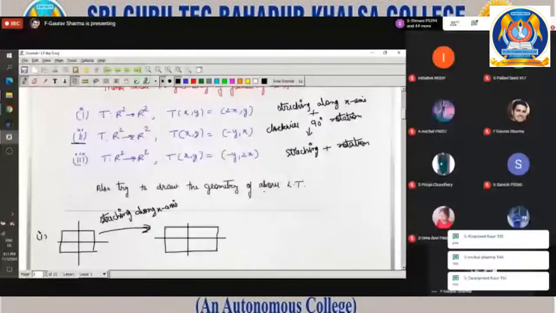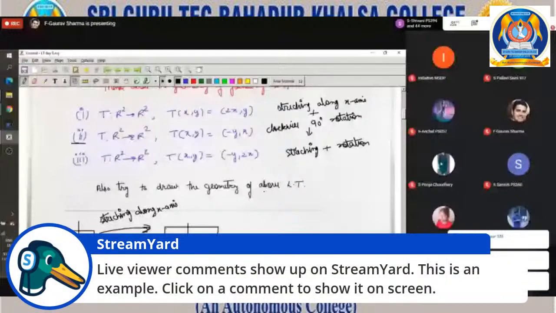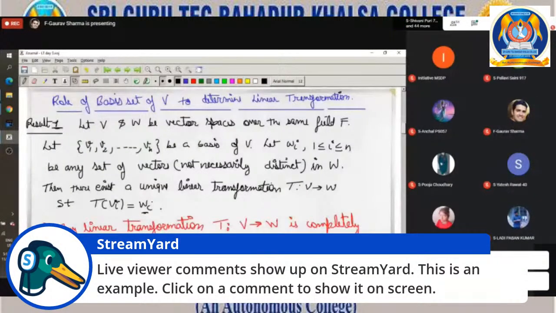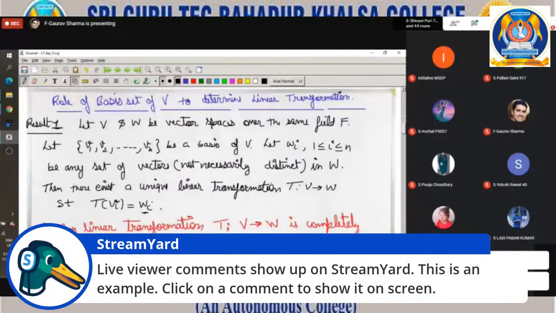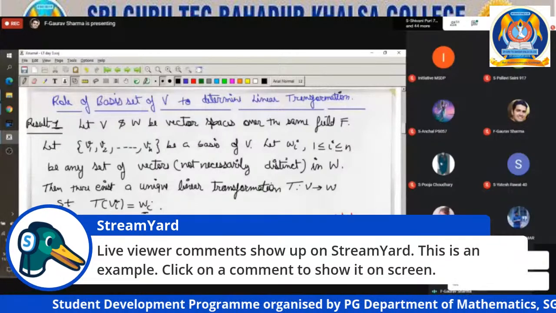So yesterday we discussed the formation of linear transformation by using the basis set. And we also proved a very important result.